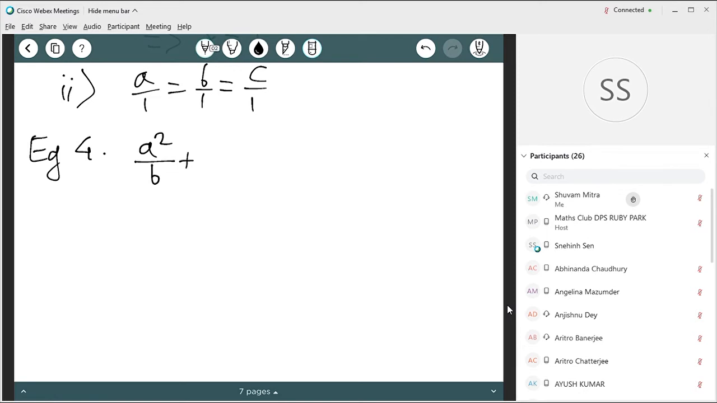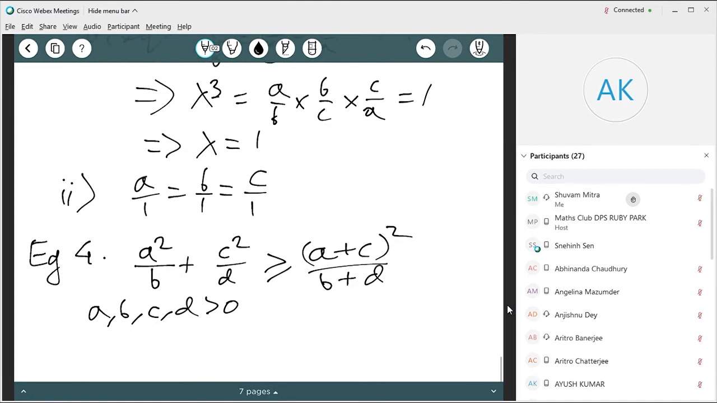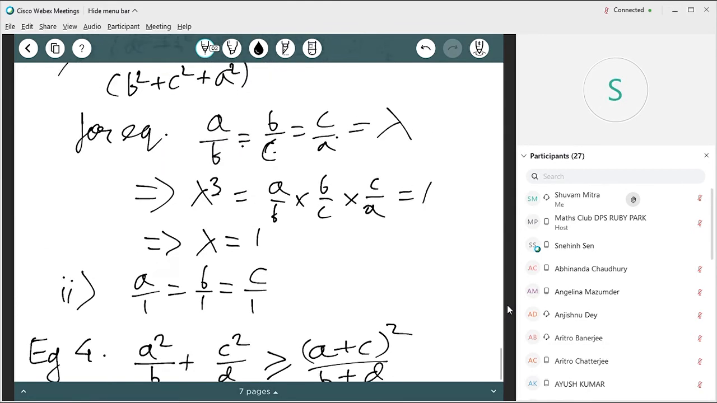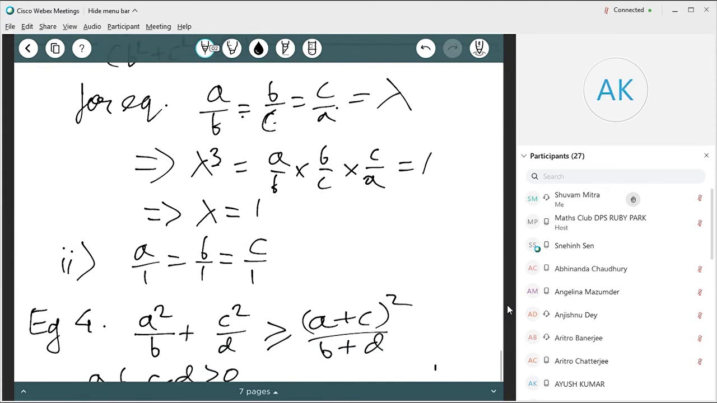Well, once again, a square by b plus c square by d is greater than or equal to a plus c whole square by b plus d, where a, b, c, d are greater than 0. Can you just move your page a bit above? Yeah, surely. Let's have a little below. A little below. Yeah, perfect.